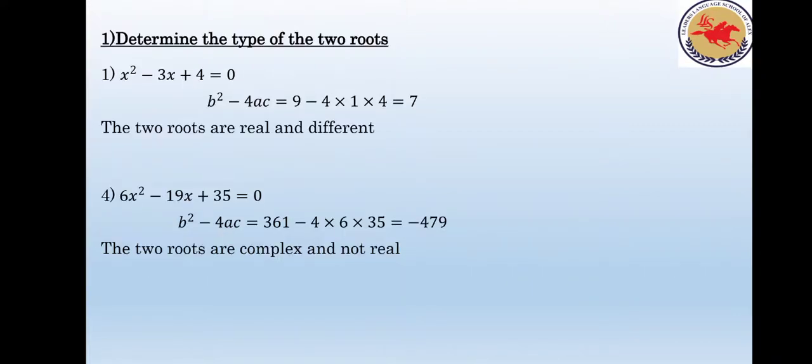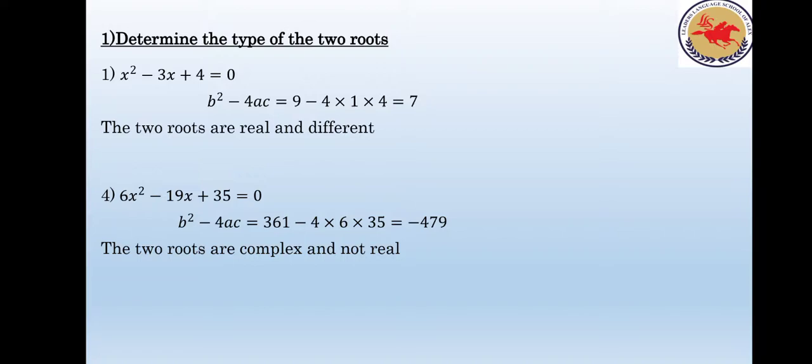Number 1. Determine the type of the two roots. We have the quadratic equation x power 2 minus 3x plus 4 equals 0. Determine using the discriminant, b power 2 minus 4ac. Replacement: b is negative 3, all power 2 will be 9, minus 4 times a 1 times c 4 equals negative 7. Negative 7 is smaller than 0, that means two roots are complex and non-real.